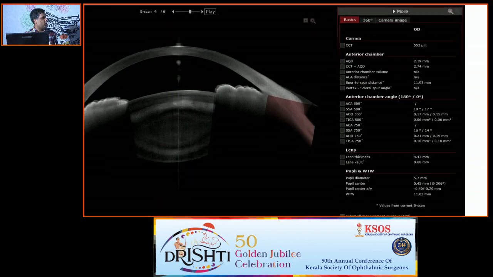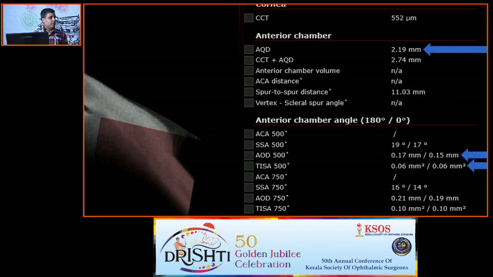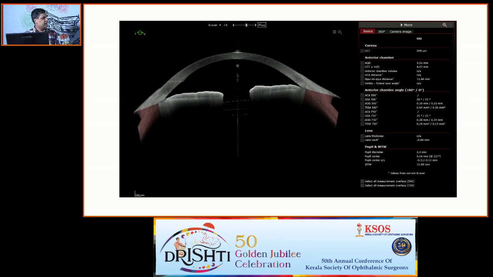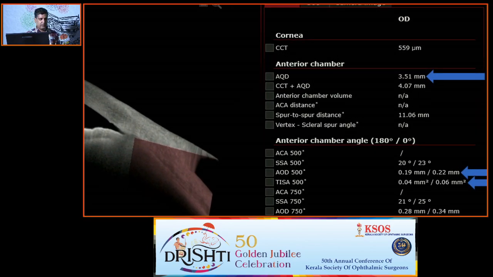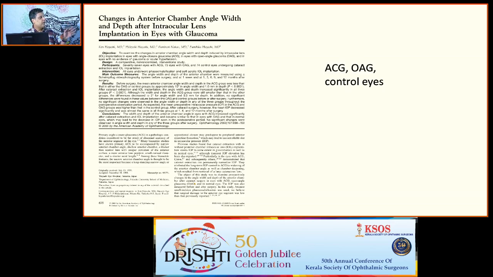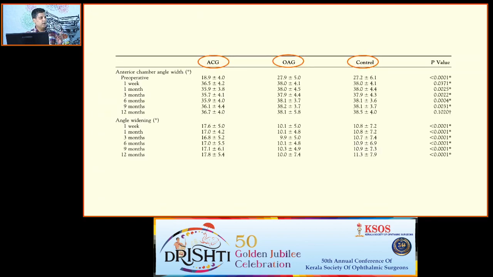Of course, you can make it out if you look at the pre-op parameters. You see the aqueous depth is 2.19, and the AOD, TISA, all these are markers of the angle, and all of these increase to quite a significant extent in the post-op phase. So this is an example of an angle closure glaucoma, but we know from literature that this change in angle parameters favorably happens not only in angle closure glaucoma eyes, but also in open angle glaucoma and control eyes.